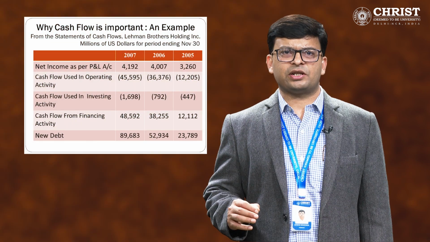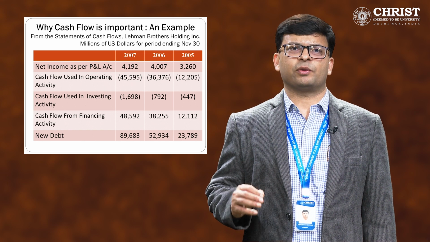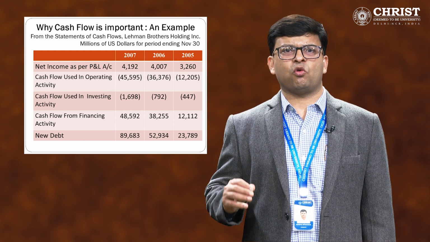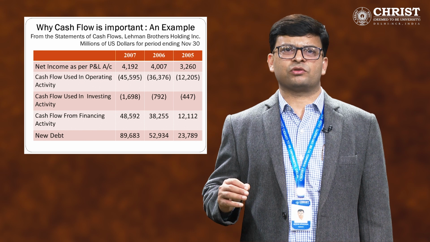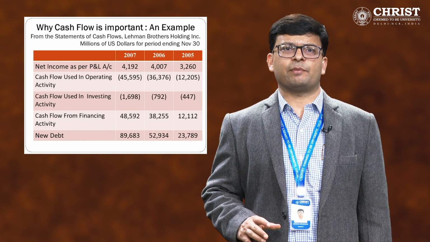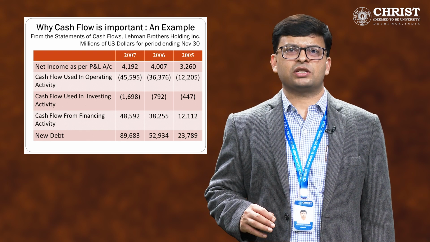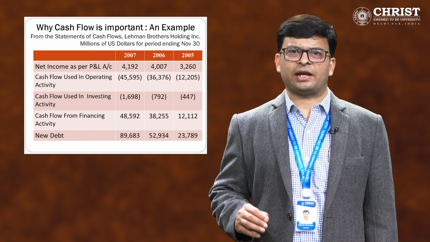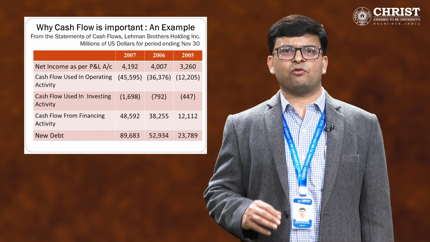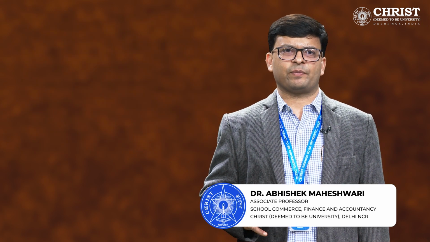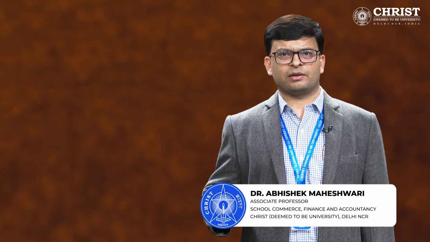As per the income statement, the profits of the bank were continuously increasing from year 2005 to 2007, but still the bank was in financial crisis. The reason is loan borrowers were not paying their installments on time, while depositors were regularly coming to the bank to withdraw their money. So financial crisis started in the bank.